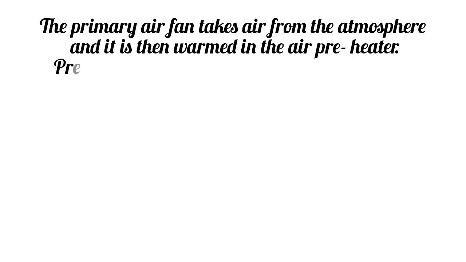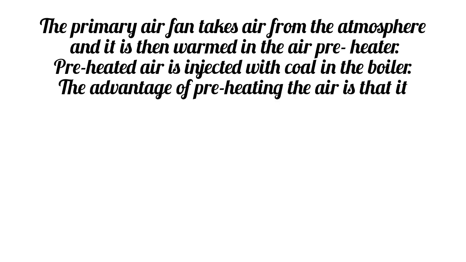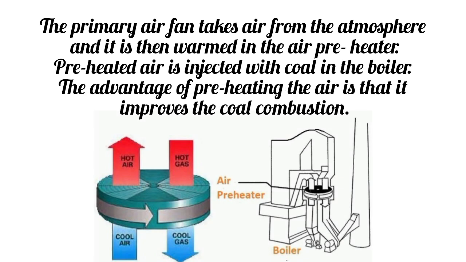Air preheater. The primary air fan takes air from the atmosphere and it is then warmed in the air preheater. Preheated air is injected with coal in the boiler. The advantage of preheating the air is that it improves the coal combustion.